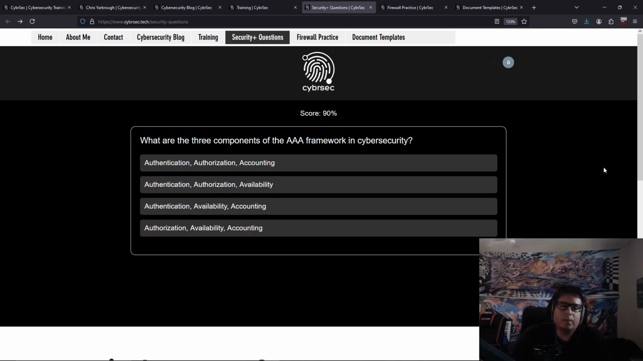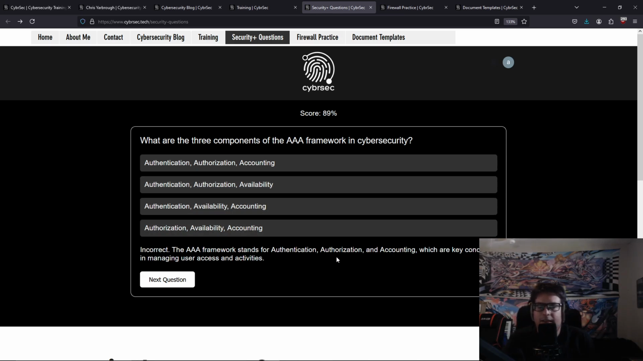What are the three components of the AAA framework in cybersecurity? It's going to be authenticating, authorizing, and accounting. Availability. I want to say it's this one because I know the CIA triad has availability, but is it accounting? It's been a while since I remember that framework. Let's go for this one. Incorrect. And accounting, of course, Alex.